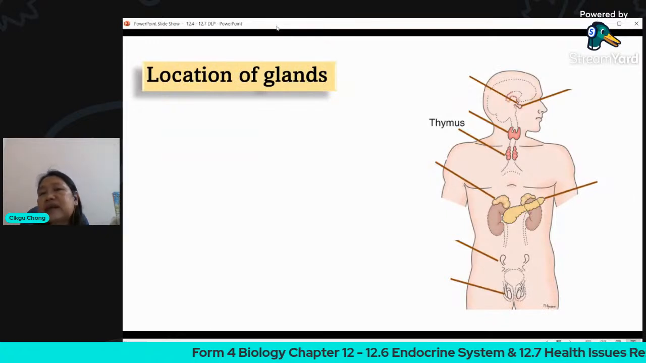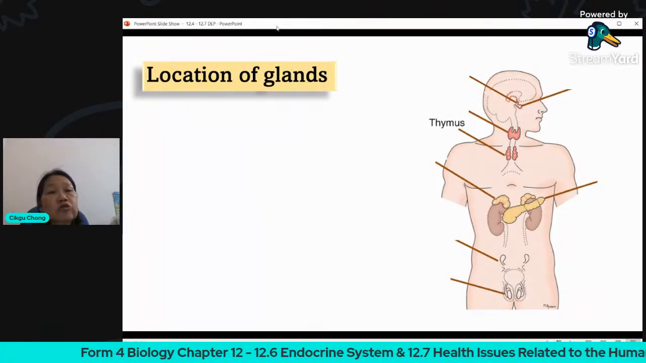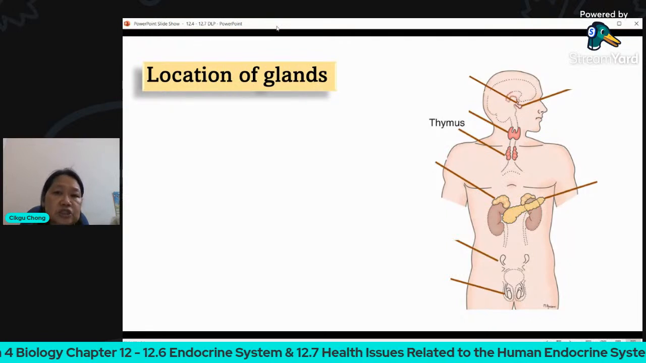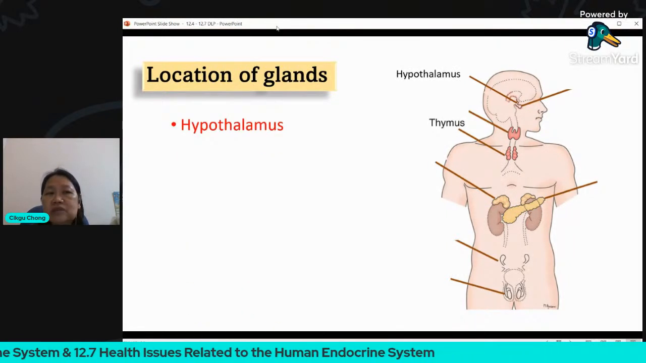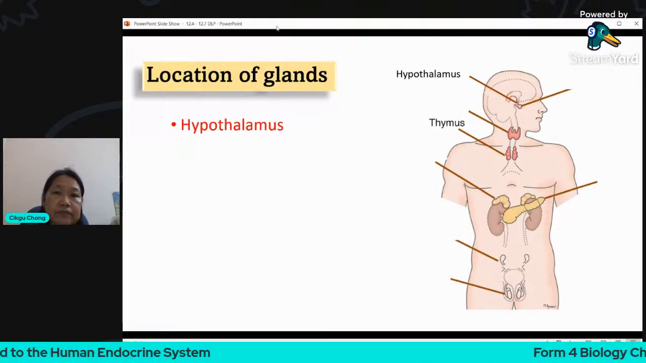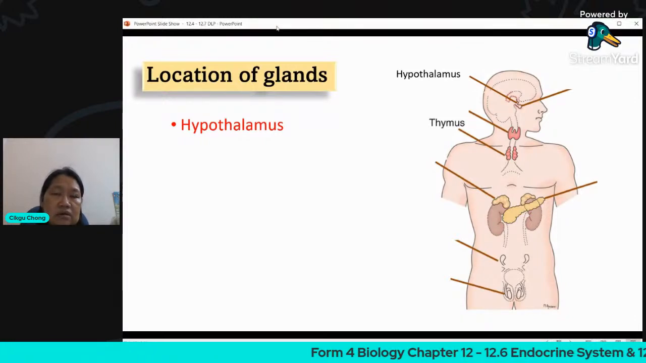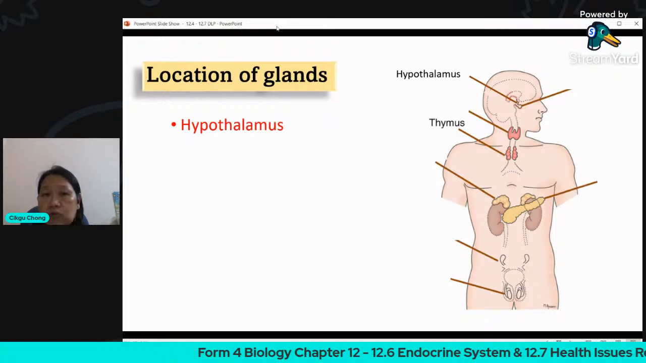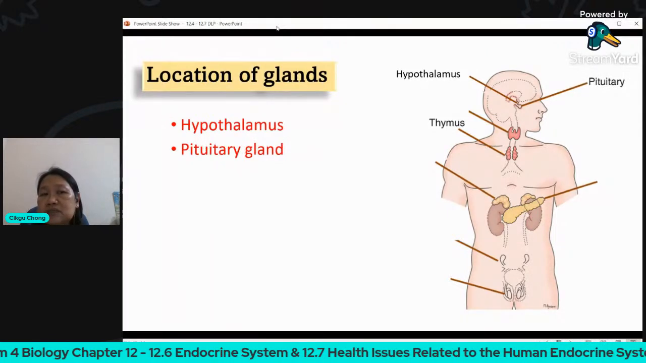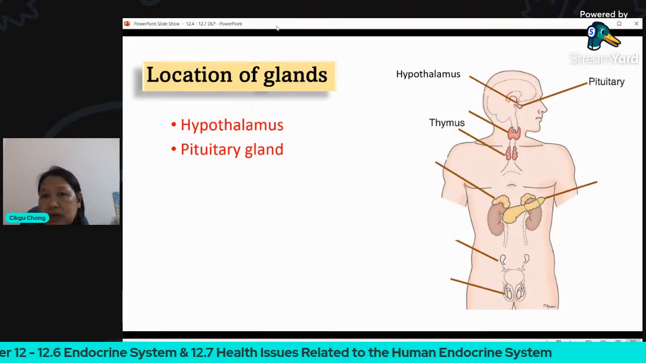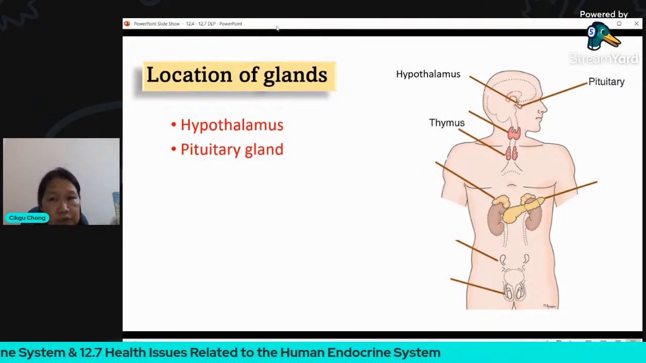Now let's see where the glands are. We said these are endocrine glands. Where are they positioned? Where are they located in our body? The first one, we need to remember a few examples. The hypothalamus is in the brain. This is very important, one of the endocrine glands. Then below the hypothalamus is the pituitary gland. Just below the hypothalamus, it's also in the brain.